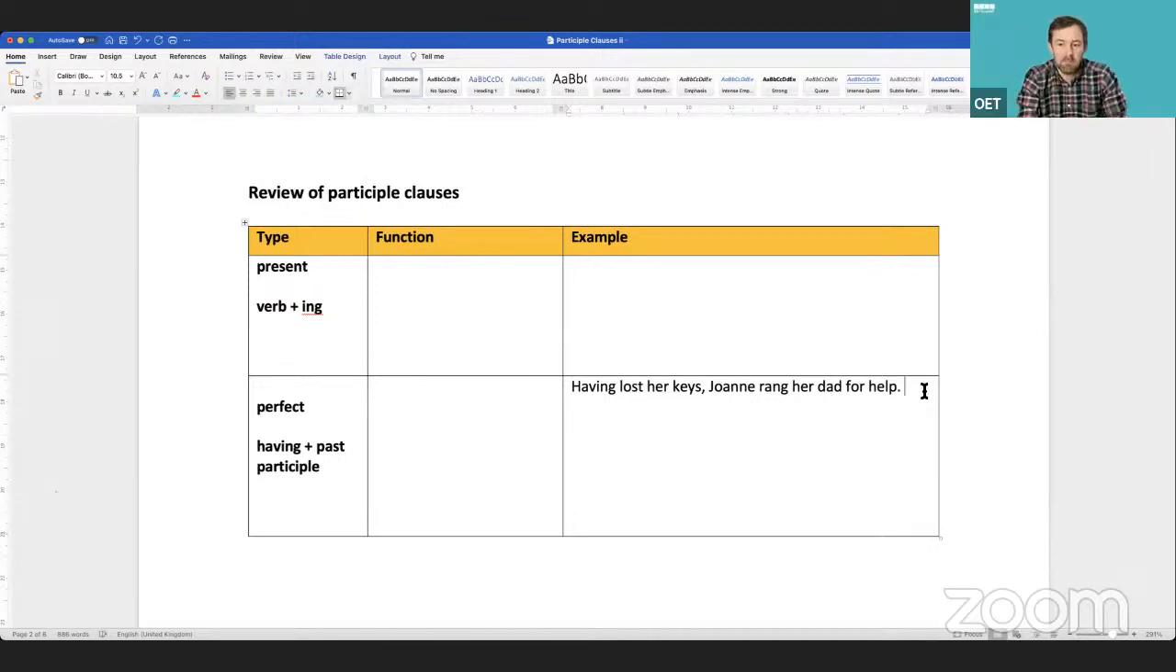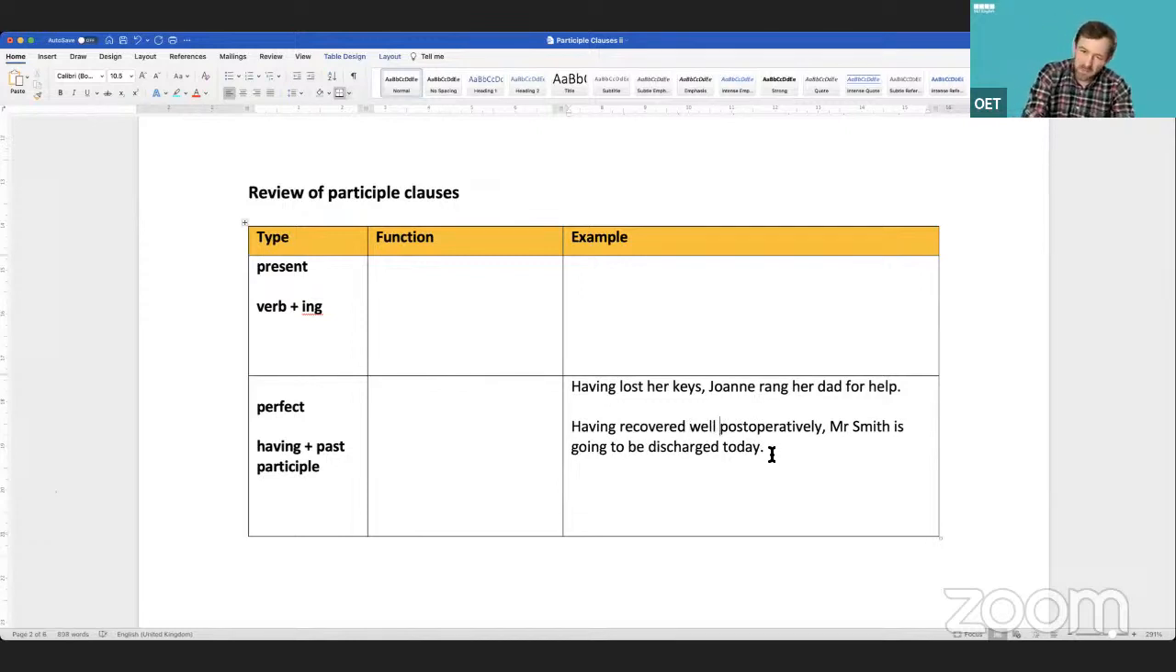Okay, so let's do this one. Having recovered well, post-operatively, Mr. Smith is going to be what? Discharged today. Okay, I'm going to put well there. So does the discharge come before the recovery or after the recovery? After the recovery.